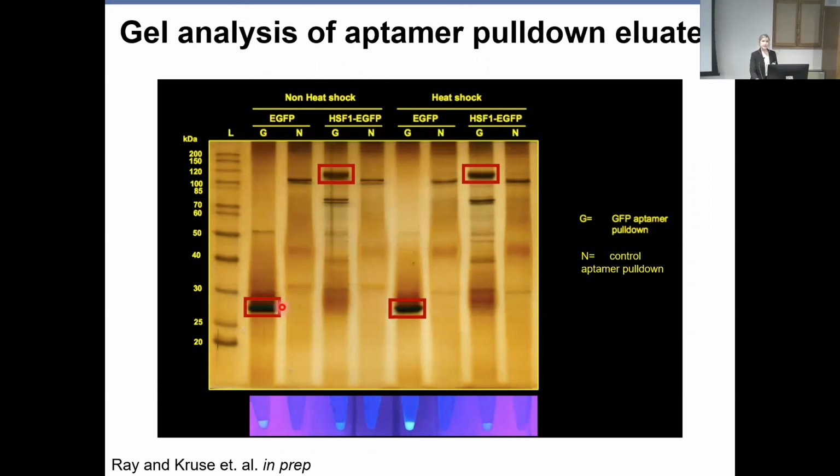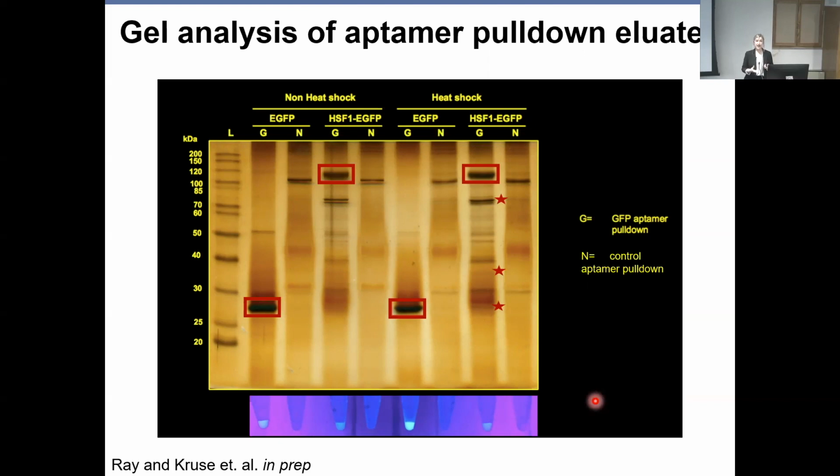When we do the same with a control aptamer, we don't find GFP. When we do these experiments pulling down from cells expressing the fusion protein, we do find the size of the fusion protein, but not in the control. This pattern is the same in cells that have undergone heat shock, but we see some differences in the banding patterns under heat shock, and we're expecting these to be altered interactions with HSF1 that are responsive to the stress. And then when these eluates are excited with UV, they actually fluoresce, indicating that GFP is present and that it's in its correct conformation.